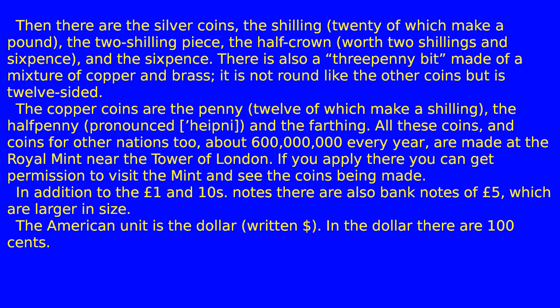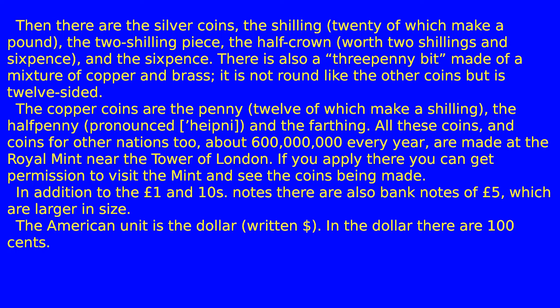Then there are the silver coins, the shilling, 20 of which make a pound, the 2-shilling piece, the half-crown, worth 2 shillings and 6 pence, and the 6 pence. There is also a 3-penny bit, made of a mixture of copper and brass. It is not round like the other coins, but is 12-sided. The copper coins are the penny, 12 of which make a shilling, the halfpenny, pronounced "haypenny", and the farthing.